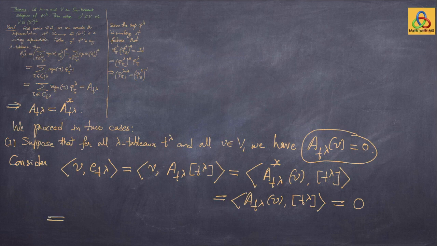This implies that the vector space V is sitting inside the orthogonal complement of the subspace spanned by all these polytabloids E T lambda, which is simply S lambda. So it is sitting inside S lambda perp. Let us consider the second case.